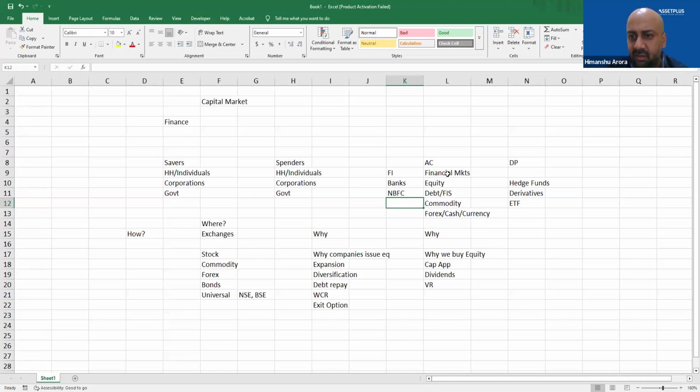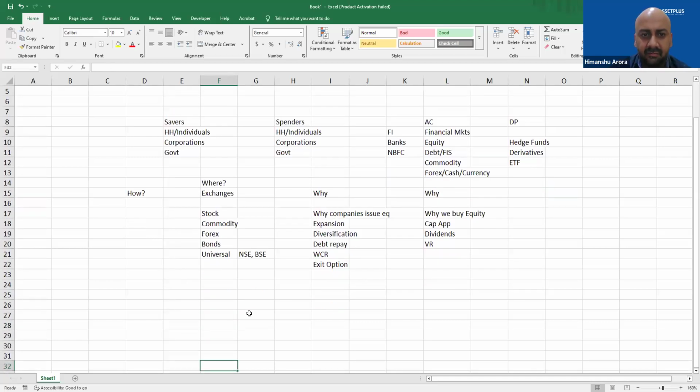Please explain finance is saver to spenders. So finance is the movement of money from savers to spenders. Yes, the energy exchanges come under the commodity markets only, and the FIS stand for fixed income securities. Perfect. Now let's proceed here.